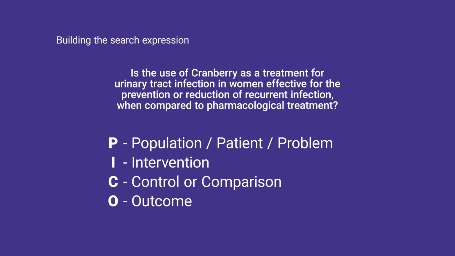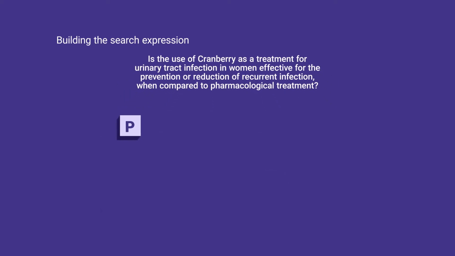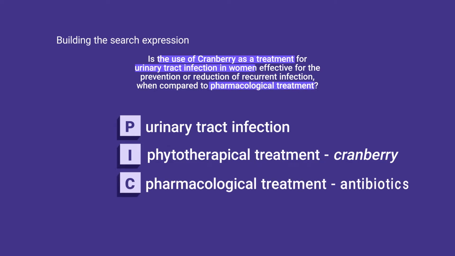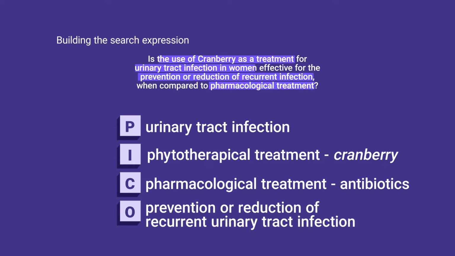Using the example, let's fit the terms of the question and adjust to the acronym. Problem: urinary tract infection in women. Intervention: phytotherapeutic treatment, where we will include cranberry. Control: pharmacological treatment, which we have chosen to include antibiotics. Outcome: the endpoint is the prevention or reduction of recurrent urinary tract infection.